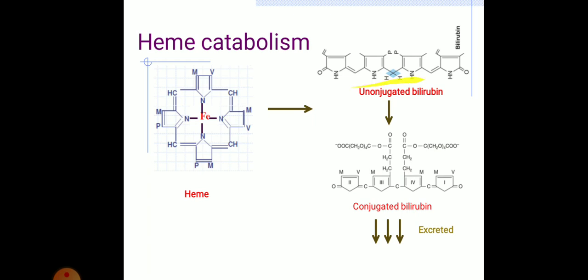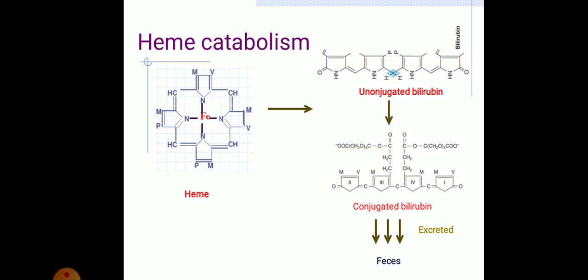See, this is a linear molecule, right? This is a circular molecule. So this is a linear molecule. First it becomes a linear molecule, then it is conjugated and converted to conjugated bilirubin. Why is it conjugated? Because unconjugated bilirubin is water insoluble, so it becomes water soluble by conjugation and it is excreted. This is the simplest form. We will deal with it again differently.